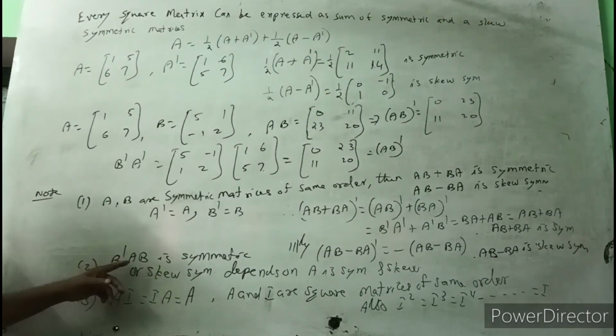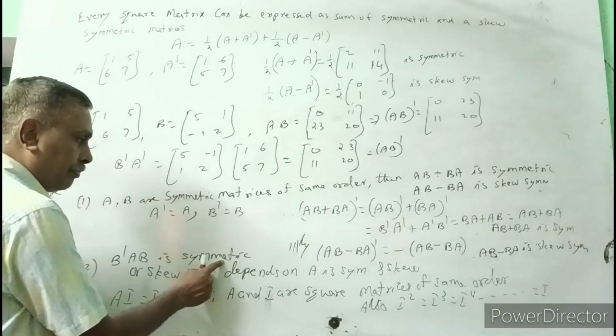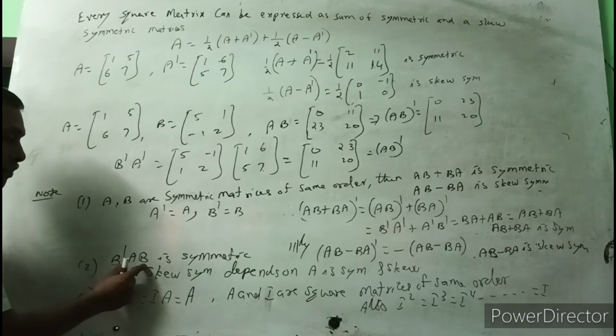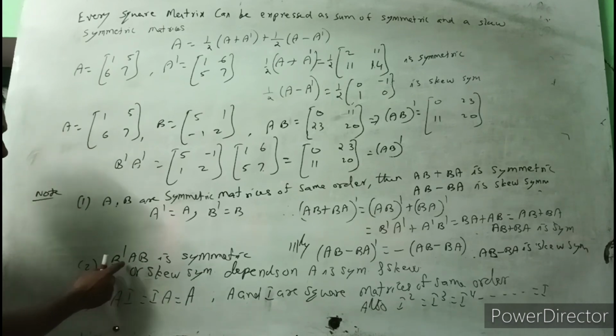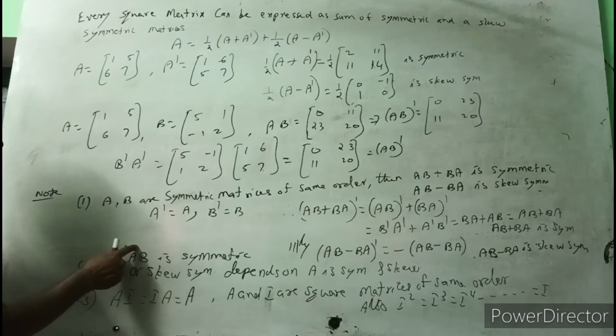B transpose AB: one matrix is written here, and the other two matrices, one is the transpose of the other. Then this is symmetric or skew symmetric, depending upon A. If A is symmetric, then this complete matrix is symmetric. If A is skew symmetric, then this complete matrix is skew symmetric. This is also a result. So in between, it depends on A. If this is symmetric, it means A transpose is A. If we take A transpose equal to A, then this complete matrix will be symmetric. If we take A transpose equal to minus A, then this complete matrix will be skew symmetric.